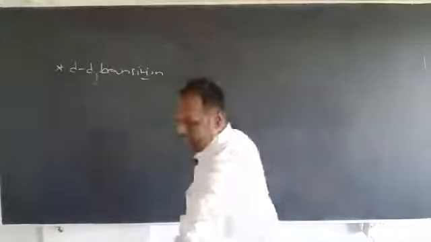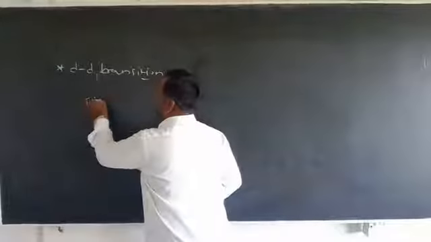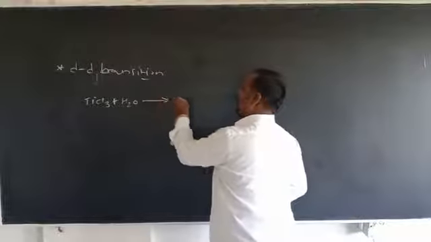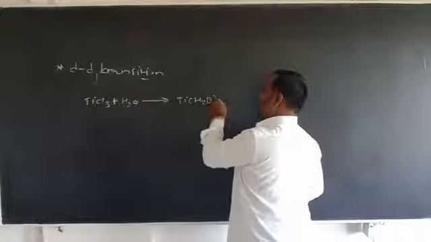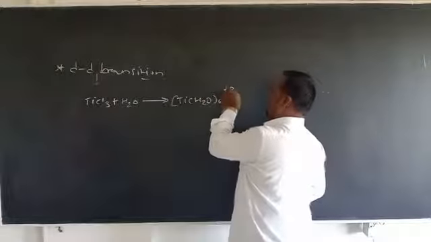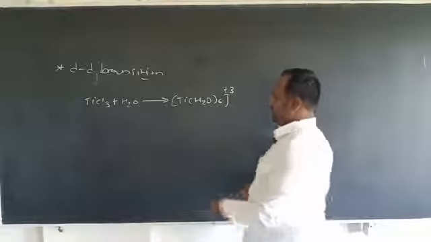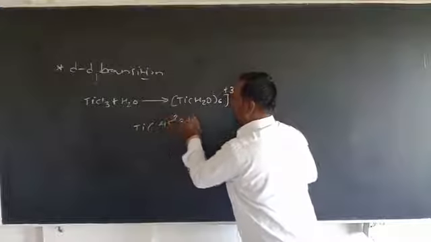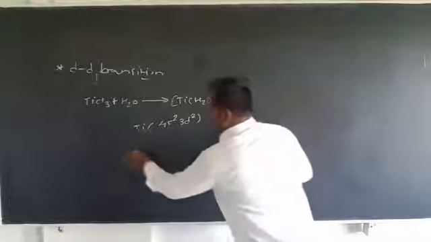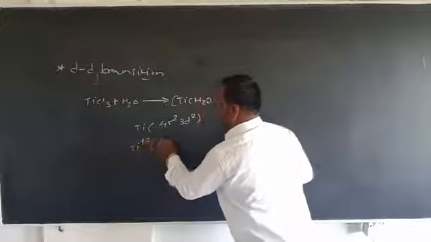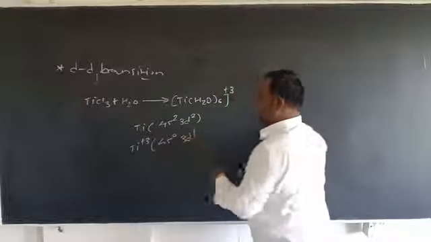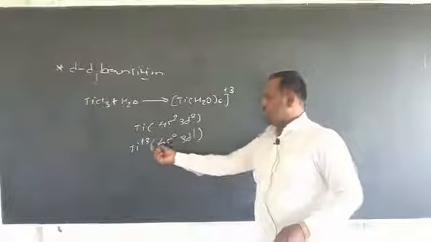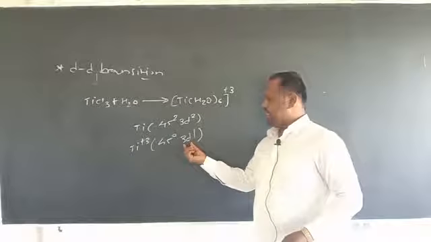That is the example of titanium trichloride. When it dissolves in water, it will form the hexaaquatitanium complex, [Ti(H2O)6]3+, and this titanium is in the +3 oxidation state. We know that the valence configuration of titanium is 4s2 3d2. In the +3 oxidation state it is 4s0 3d1. So it has only one electron in the T2g orbitals; it contains only one electron in the d orbital.